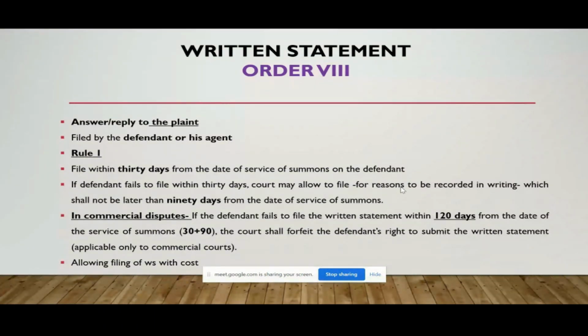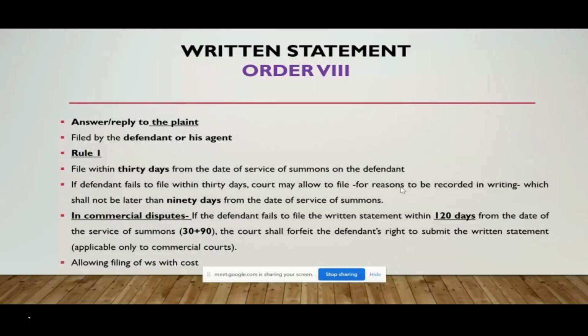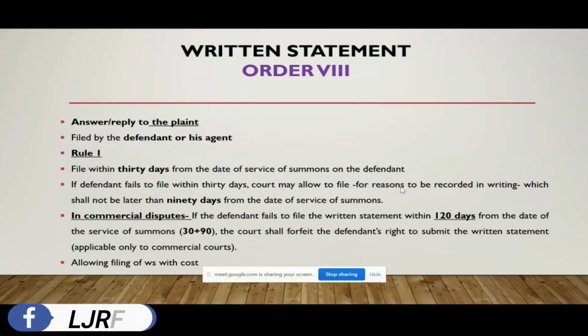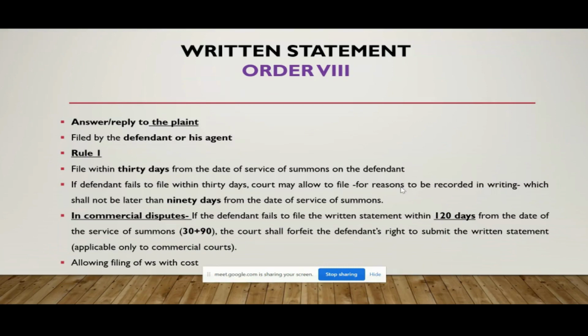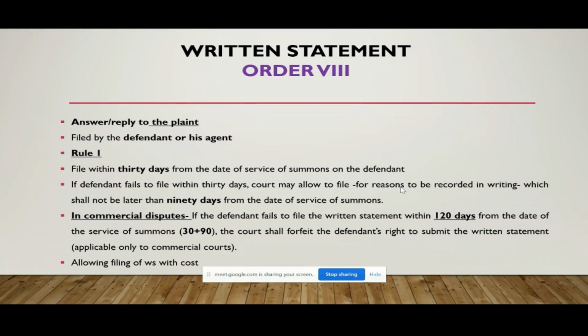Now the thing is, even when the court allows you to file within 90 days from the date of service of summons in all cases, the court can allow this by imposing cost. So the court may say, for reasons recorded in writing, that this defendant could not file the return statement within time, so I am allowing it, but with a cost that will be decided by the court again.